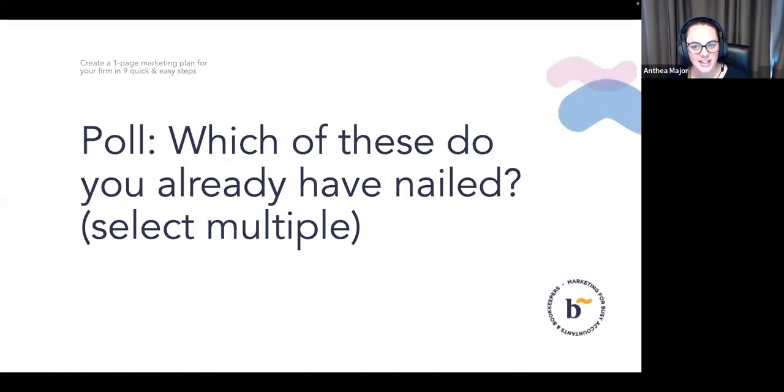So I'm just going to launch another poll. I'll find the right button, sorry. Poll number 2. Which of these do you think you already have nailed? I think I've got that launched there. Just let me know if you can answer that one.